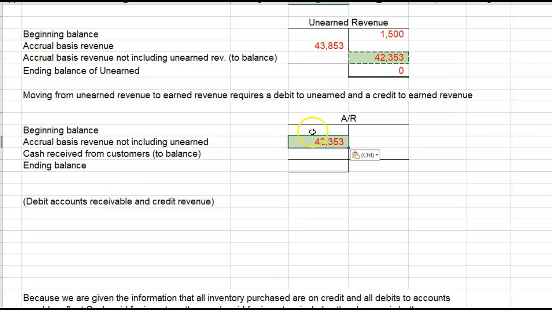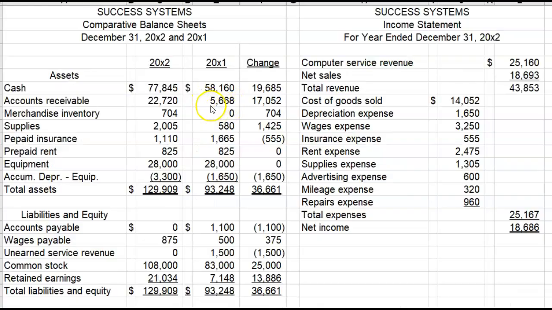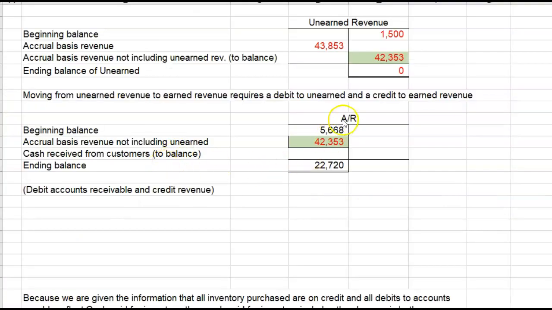Now let's drop in the beginning and ending balance of accounts receivable from the balance sheet. The beginning balance was $5,668 and the ending balance was $22,720. So here are the numbers on the debit side of this T account, but we're not in balance.